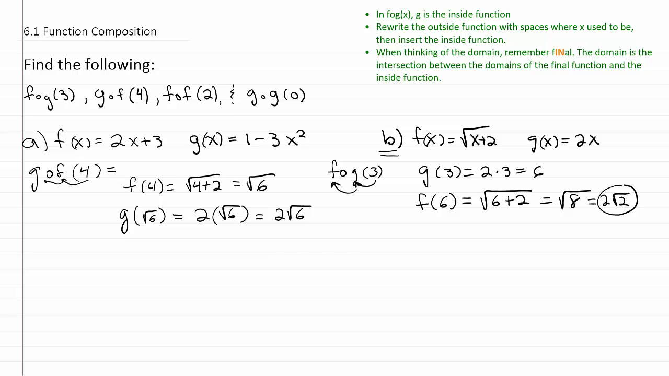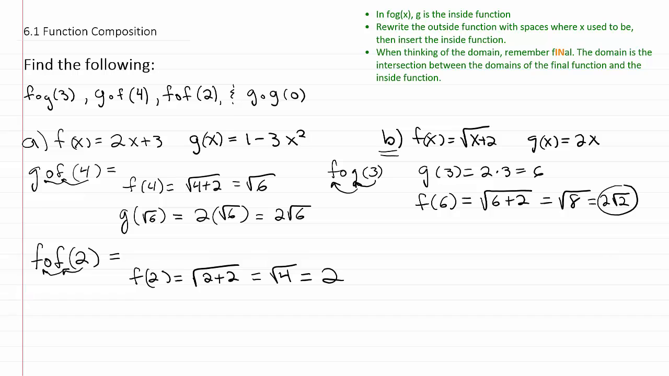Okay, let's do f of f of 2 now. So f of 2. Well, again, it's 2 into f, and then the results of that into f again. All right, so f is the square root of x plus 2, so if I do f of 2, I'm going to have the square root of 2 plus 2, which is the same as the square root of 4, and that, of course, is just equal to 2.